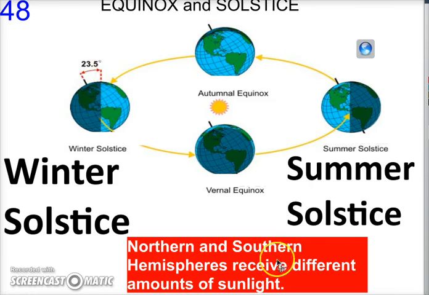So the notes that we're going to take today about the solstice, get the definition down, is explaining when we have a tilt either more towards the sun or away from the sun, therefore they would experience the opposite seasons of either winter or summer.